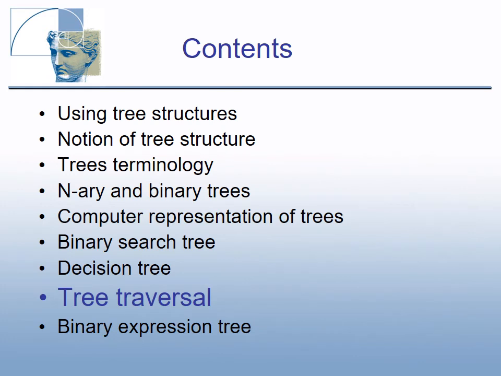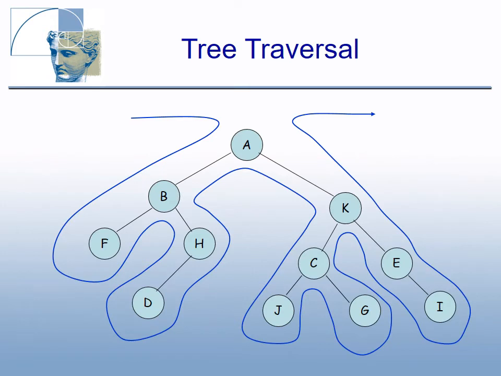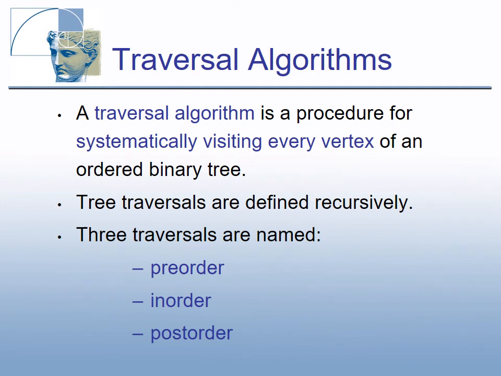Now let's consider tree traversal. If you have got some discrete structure, one of the first things you want to be able to do is traverse it. The traversal means a walk along the tree with the purpose of visiting all its nodes. A traversal algorithm is a procedure for systematically visiting every vertex of an ordered binary tree. Three traversals are defined recursively. They are named preorder, inorder, and postorder.